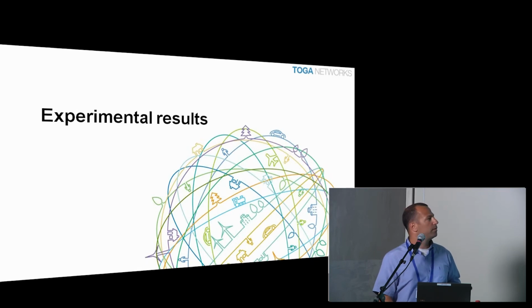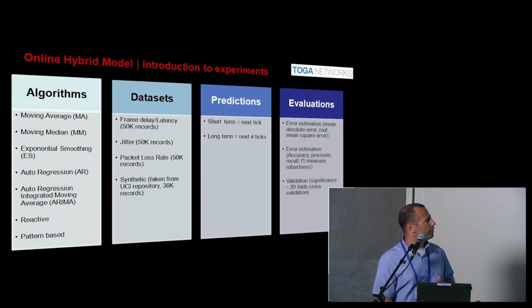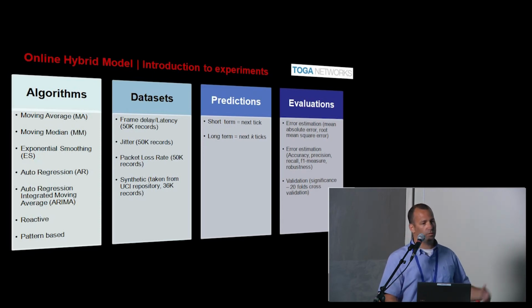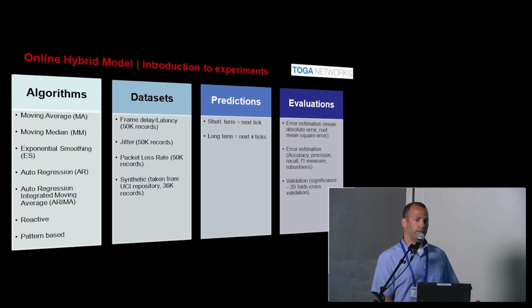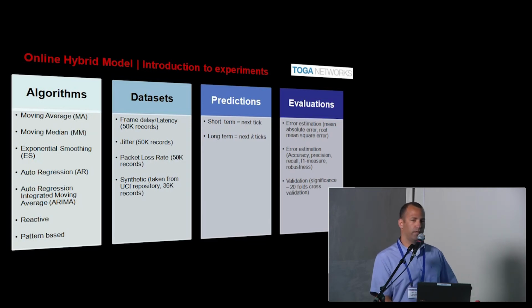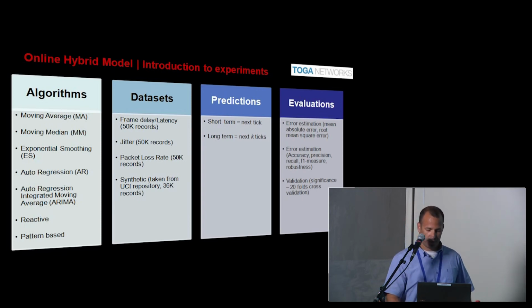So let's see some experimental results, and I'm going to follow what the professor said in the morning to show that my curve is better than yours. This is the list of the algorithms that we plugged into the model. We use 4 data sets, as I mentioned before, networking data sets, and also a synthetic data set taken from the UCI repository. We use short-term prediction and long-term prediction, and the evaluations are regarding the error, and the classification also does significance tests, so that if we claim that the model outperforms the other model, it is at least statistically significant.